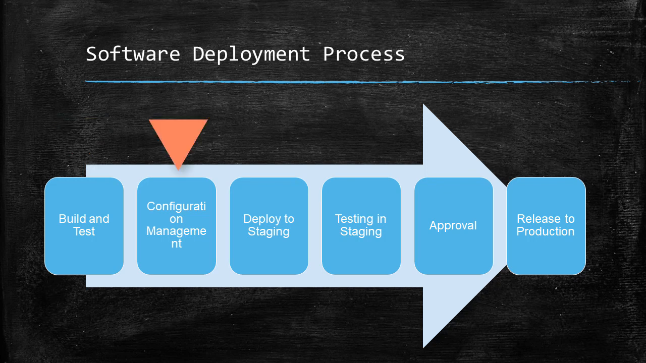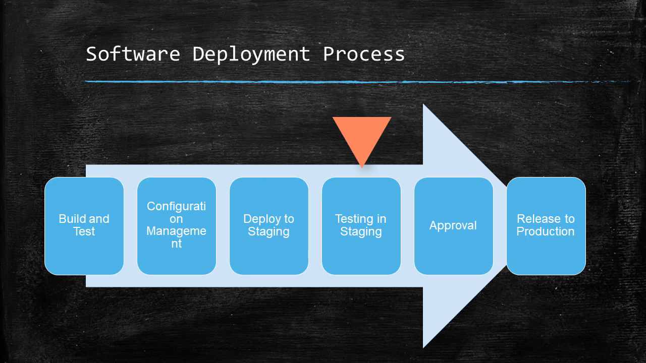Configuration management. Once the code has been built and tested, the next step is to manage the configuration of the deployment environment. This involves configuring the necessary infrastructure resources, such as virtual machines, networks, and storage, to support the deployment. Deploy to staging. After configuring the deployment environment, the next step is to deploy the software to a staging environment. The staging environment is typically a replica of the production environment, where the software can be tested before releasing it to production.